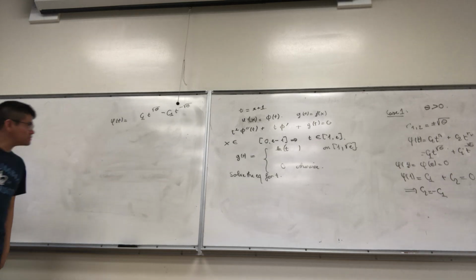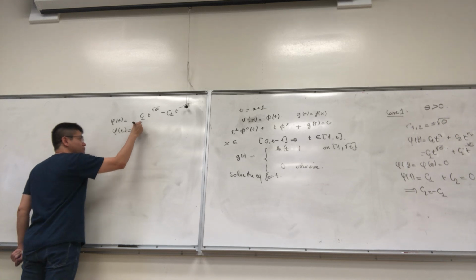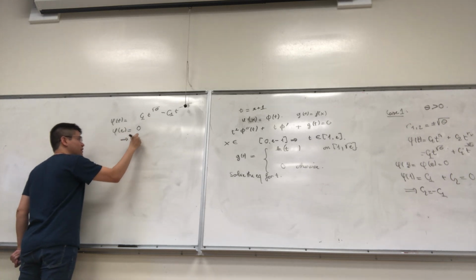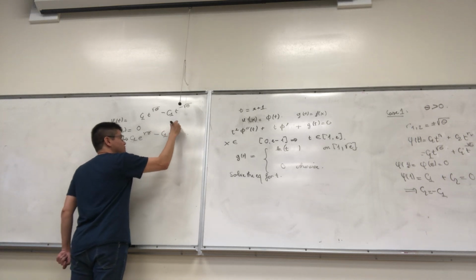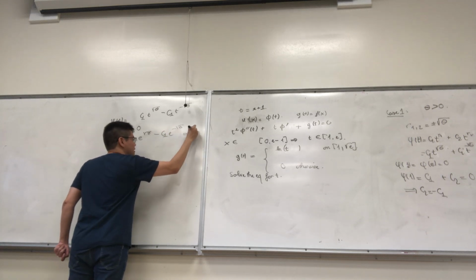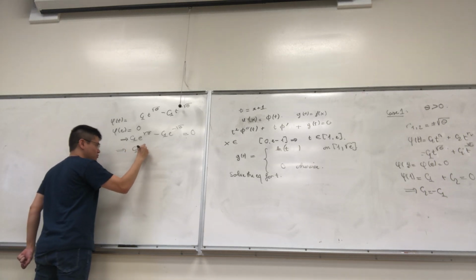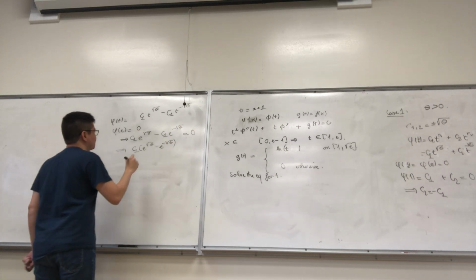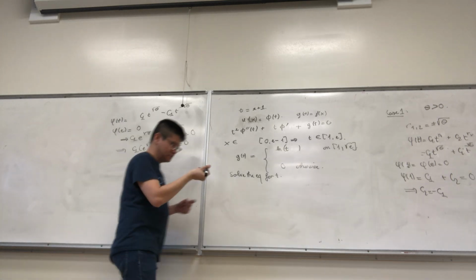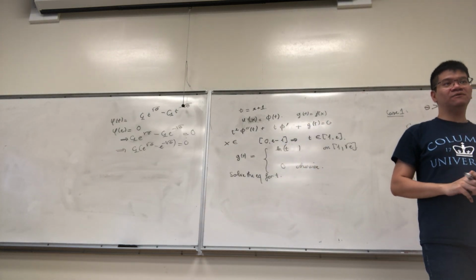So you're going to use the second boundary condition, right? So phi(e) is 0, which means that C1 e to the square root theta minus C1 e to the minus square root theta is 0, which means that C1 times (e to the square root theta minus e to the minus square root theta) is 0, right? And this is 0. What can I say about this?